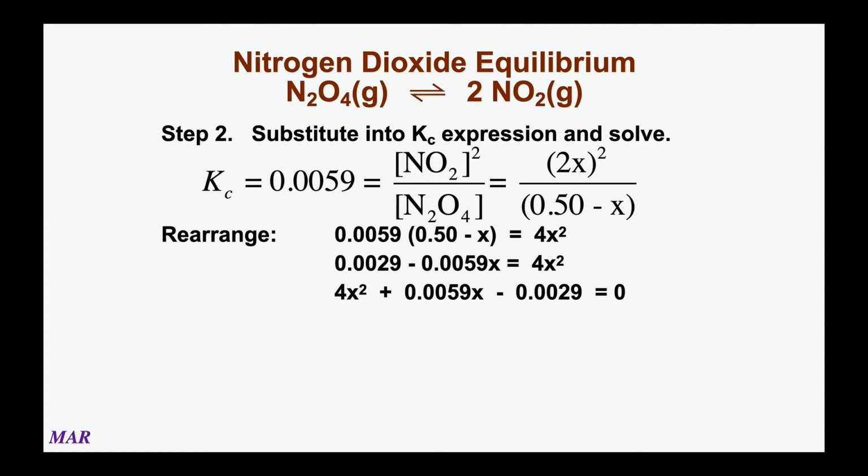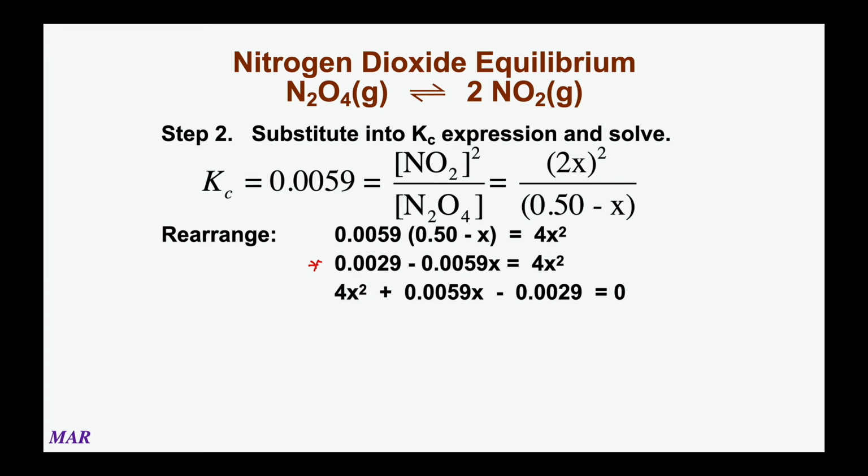So first we're going to get the 0.5 minus X out of the denominator. We're going to multiply both sides by 0.5 minus X. So then you have 0.0059 times (0.5 minus X), and (2X) squared becomes 4X squared. So you can see in the second line there, 0.0059 times 0.5 is 0.0029, and 0.0059 times negative X, and that equals 4X squared. You rearrange it to 4X squared plus 0.0059X minus 0.0029 equals 0.